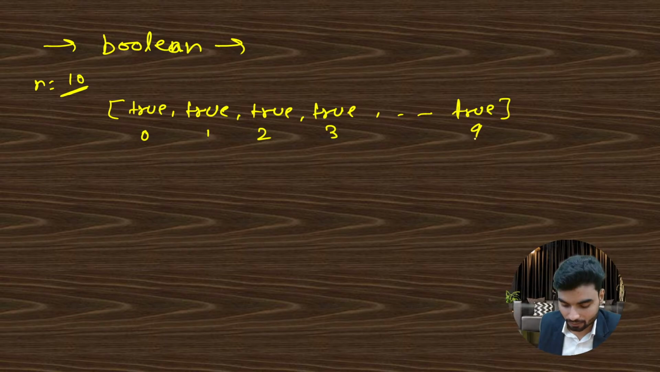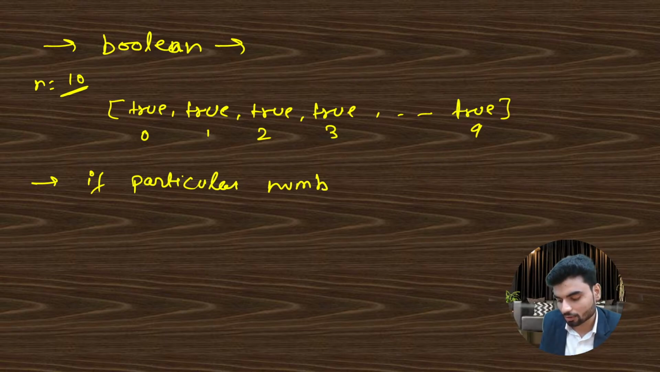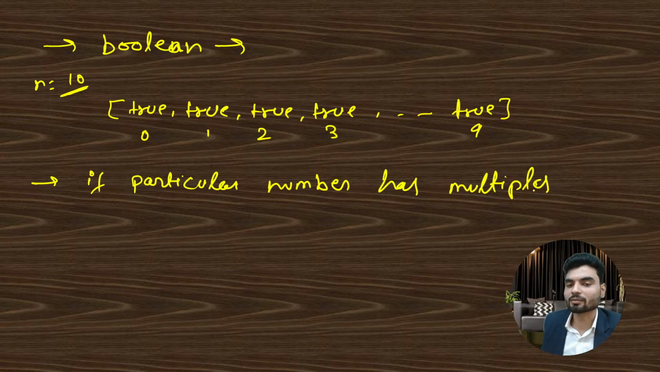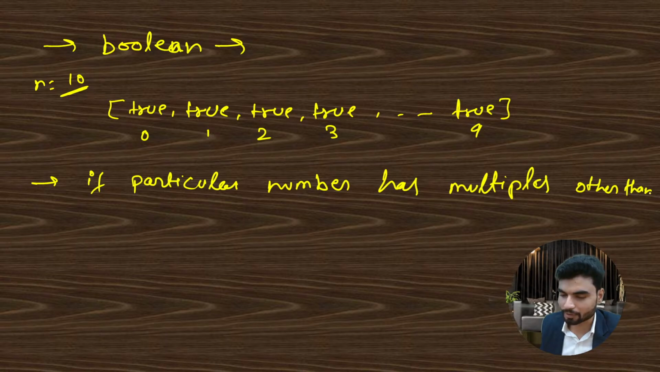There is a theorem, one algorithm, which says that if you want to figure out whether a particular number is prime or not, do one thing in this array: mark all the numbers which are not prime, and for the remaining numbers you can count which are prime. So the logic is, if a particular number has multiples, meaning something can divide it, or we can find another number by multiplying it, other than 1 and itself, then we can say that number is not a prime.